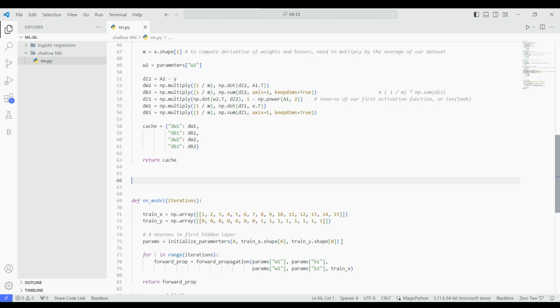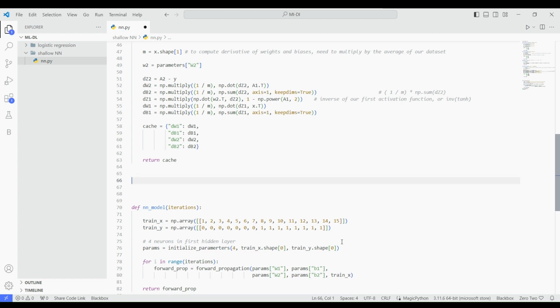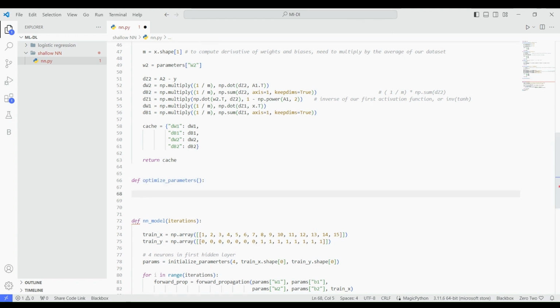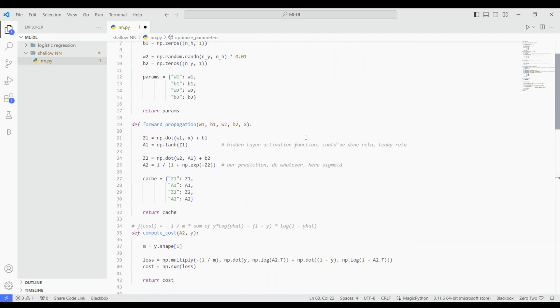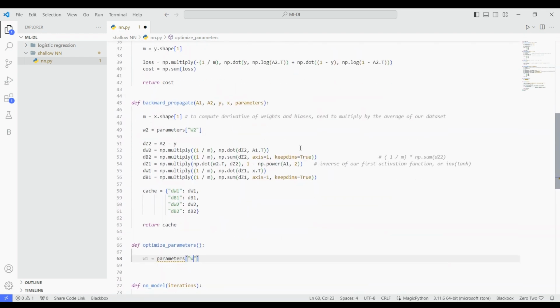Okay. Hey, so I'm just gonna optimize the parameters here. So make a function called optimize parameters, whatever. And obviously we need to retrieve our w1. So I'm gonna make it capitalized because we're gonna update it now. So I'm gonna say parameters. I'm just gonna access w1, and if you remember how we were returning that, it's just capital W.